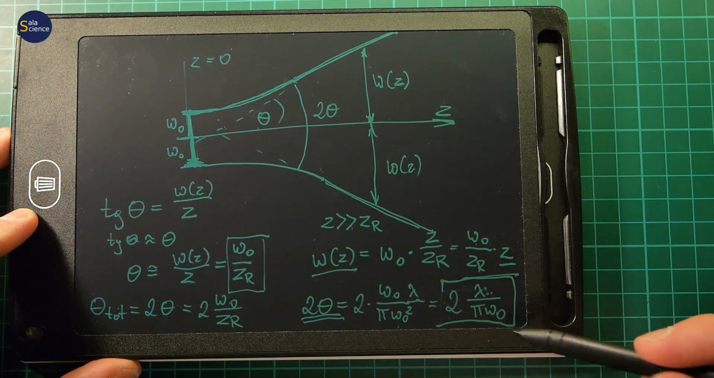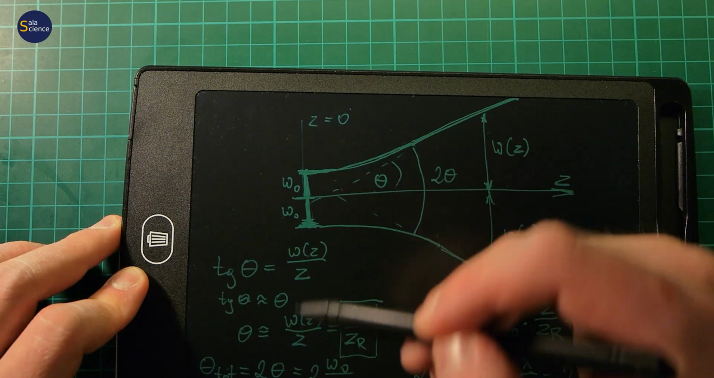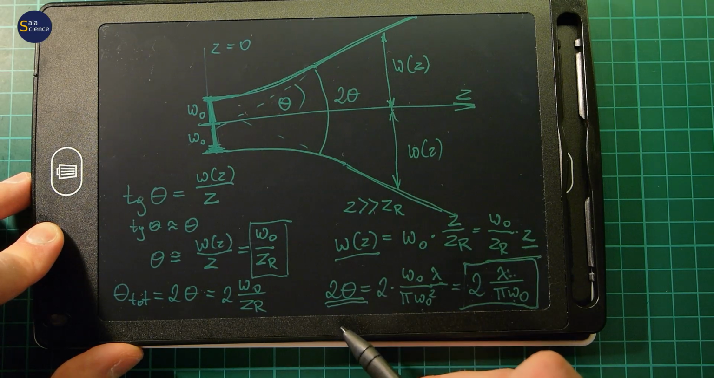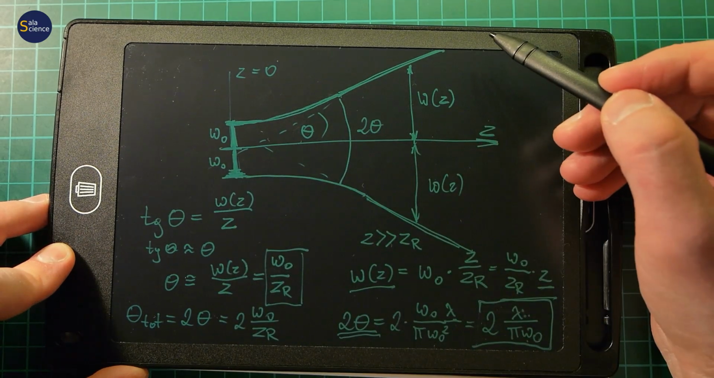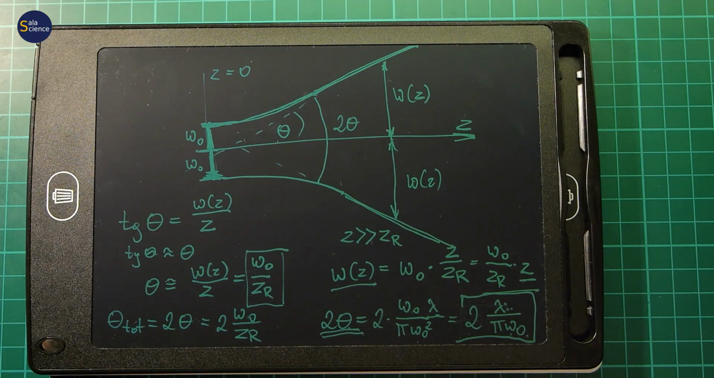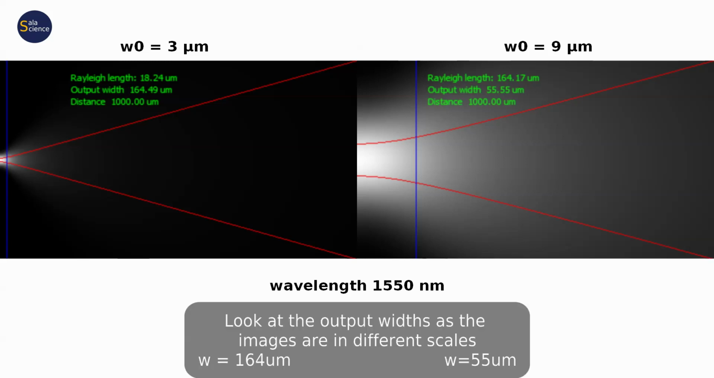Moreover, if we have a very narrow beam, so this W0 is very narrow, a few micrometers, this diffraction angle will be much higher. So the narrower the beam, the quicker the diffraction. So the wider the beam, the slower the diffraction. So for instance, if we have a beam of W0 3 micrometers for 1550 nanometers, it will diffract quickly. If the beam is wider, 3 times wider, 9 micrometers, the diffraction will be slower.